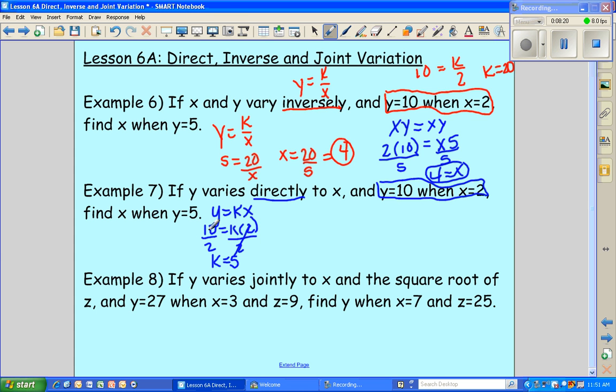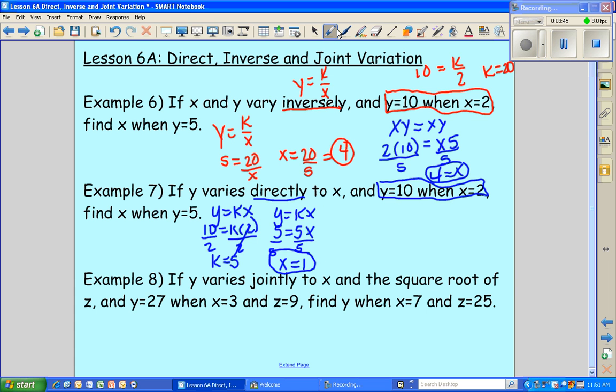So making sure you're using the right formula at the right time will make a big difference in you getting these correct or not. All right, so I'm going to stay with my y equals kx formula. And I want to find x when y is 5. And I know k is 5 because I just found that. And when I work this out, I get x equals 1.